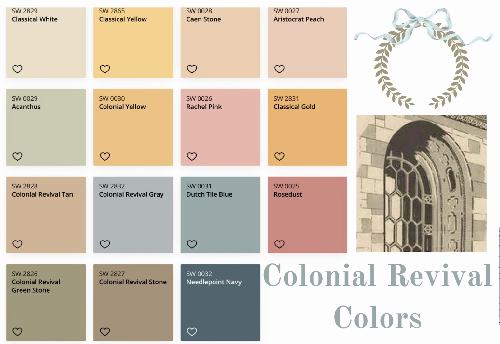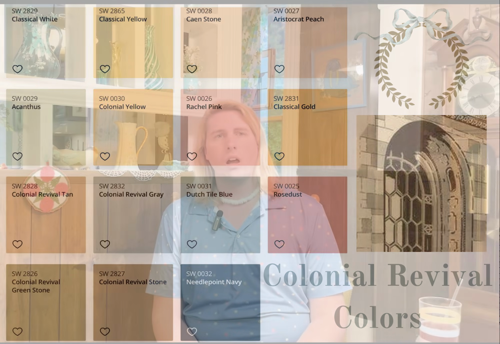We have lots of off-whites, pale blues, pale pinks, pale yellows. So those were the colors that predominated that style.